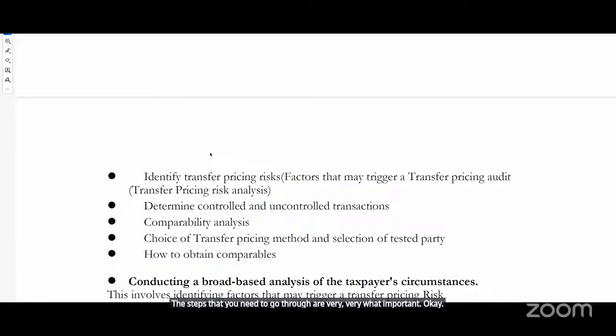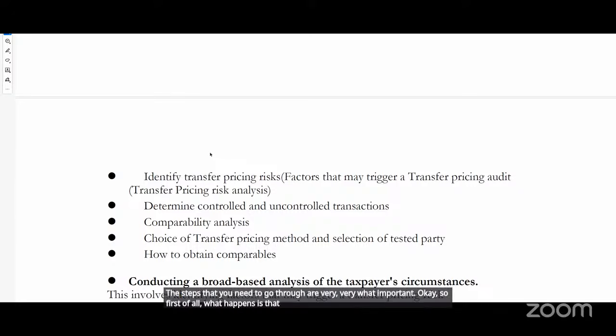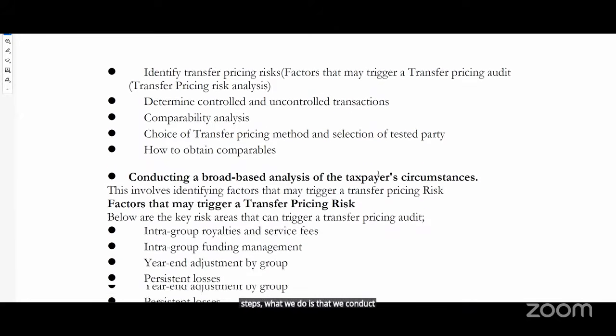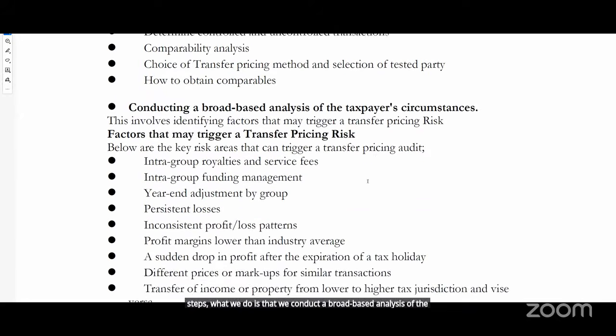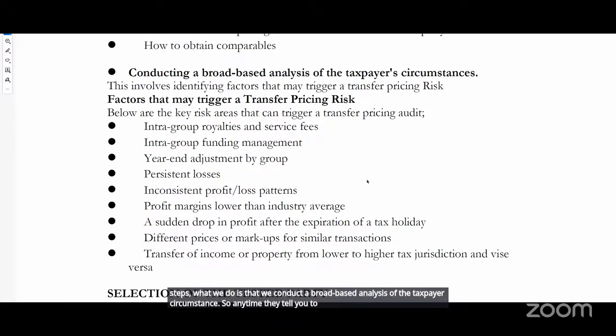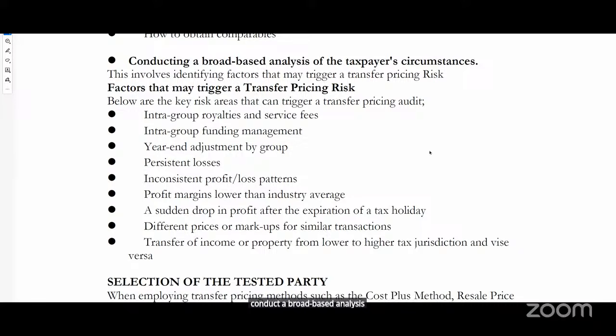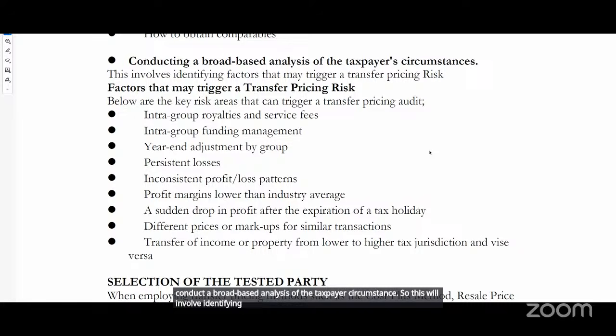Okay. So first of all, with these steps, what we do is that we conduct a broad-based analysis of the taxpayer circumstance. So anytime they tell you to prepare a transfer pricing analysis, or they tell you to prepare a transfer pricing report, the first thing you do is conduct a broad-based analysis of the taxpayer circumstance. So this will involve identifying who the taxpayer is, where he's resident. Are you getting it?